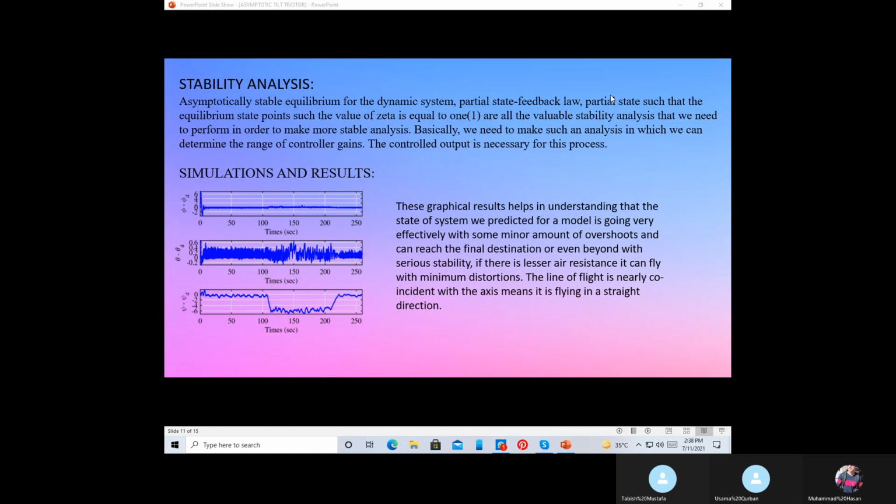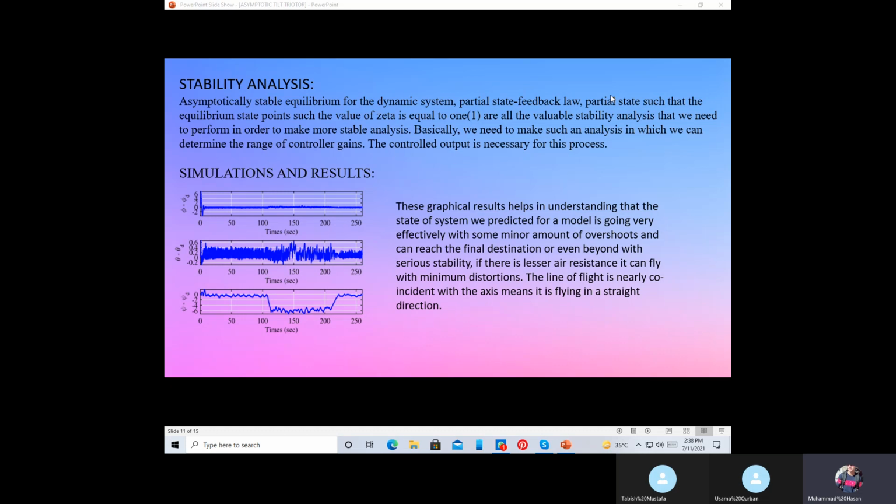We want our system to be critically damped. Critical damping is when the system returns to its equilibrium position in the shortest possible time without any oscillation. This is what we want our system to give us the desired result.